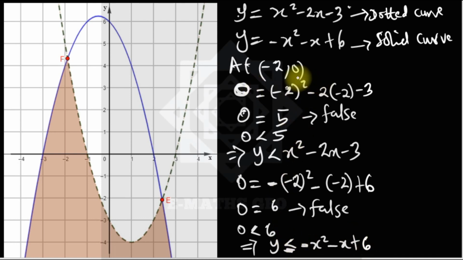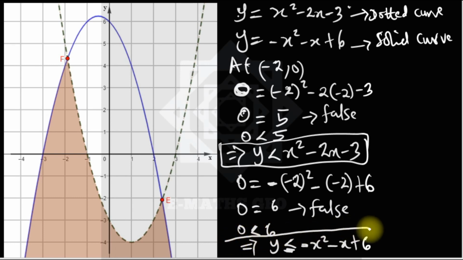So these are the two inequalities that satisfy the given region. So this and that. So that's our answer. y is less than x squared minus 2x minus 3, and y is less than or equal to minus x squared minus x plus 6. So that's the region bounding this. So thank you.